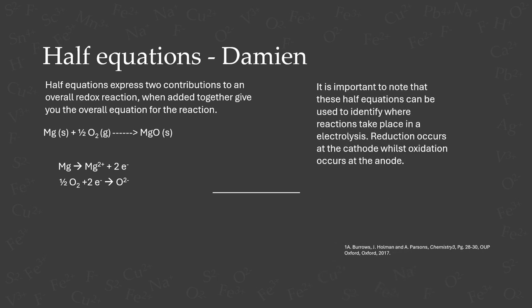Half equations also help identify where these reactions take place if it was done under electrolysis. Reduction takes place at the cathode, whilst oxidation takes place at the anode. For the reaction of magnesium burning in chlorine, using the half equations, we can identify that the magnesium being oxidized takes place at the anode, whilst chlorine being reduced takes place at the cathode. If we add these half equations together, we get the full equation, which is magnesium and chlorine makes magnesium chloride.